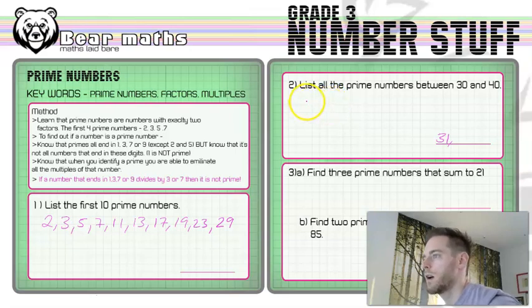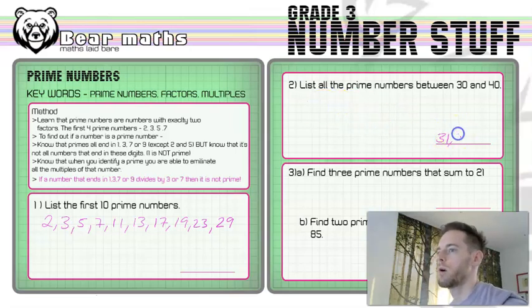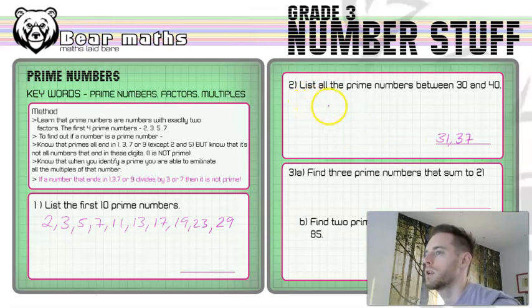37 is one that we could try. Well, I know that it's not in the 3 times table, I know it's not in the 7 times table, so therefore it is a prime number. Okay, and then 39, well, if we divide 39 by 3, we're going to get 13. So 3 and 13 are factors, so therefore we have only got 2 prime numbers between the numbers 30 and 40.